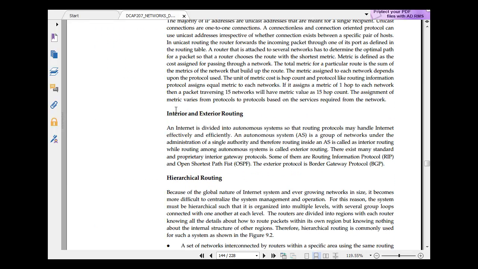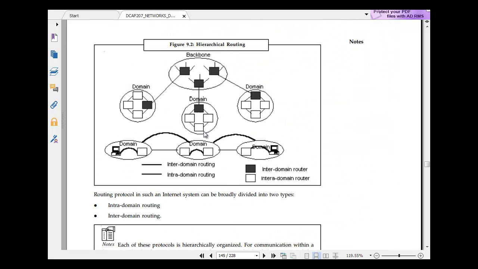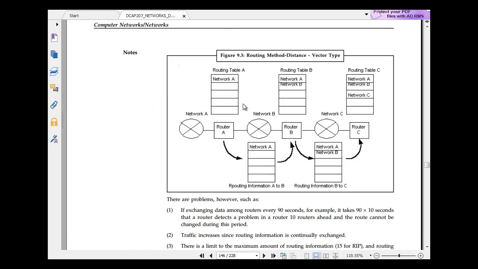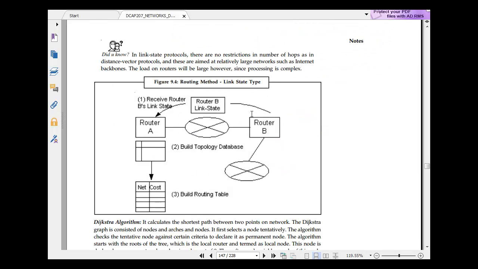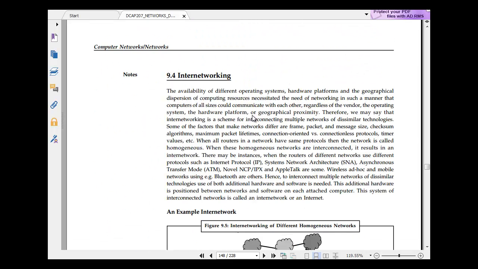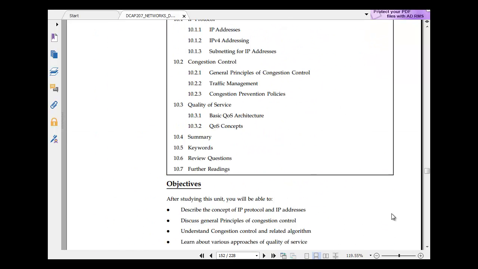Then you have unicast routing, interior and exterior routing, and hierarchical routing. Hierarchical routing is a backbone with multiple domains. So you have interdomain routing and intradomain routing. So this is hierarchical routing. Then you have the routing method of distance vector type, then link state routing. Based on that you have the routing algorithms.